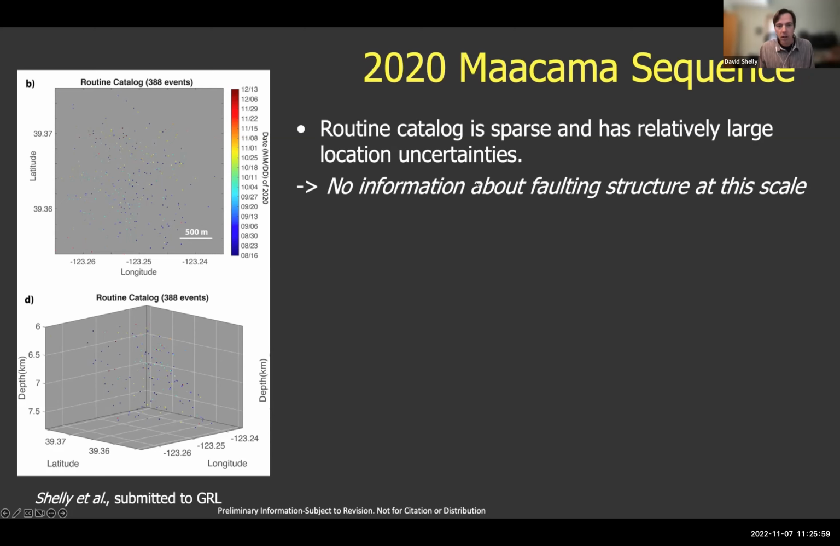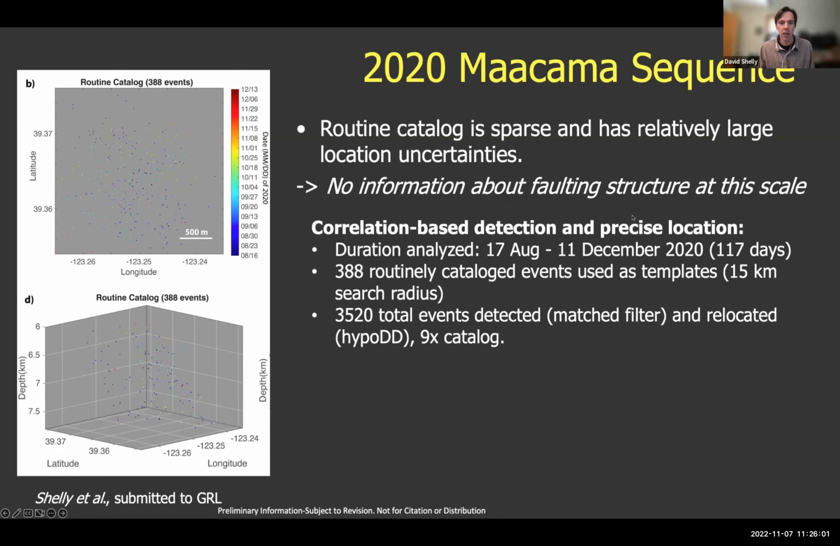So we decided to apply the correlation-based detection and relocation to this sequence. We looked at mid-August through almost mid-December, about 117 days. There were only 388 routinely cataloged events in this area during that time period. But after processing, we were able to get more than 3,500 total events detected and relocated. So about 9 times the routine catalog.